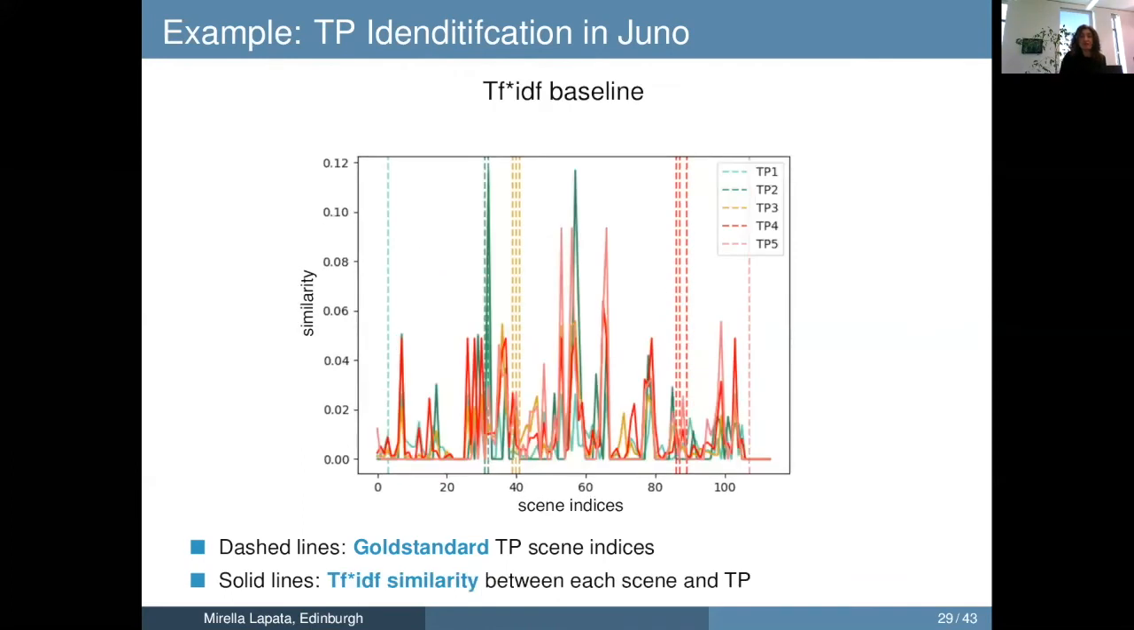Let's look at TF-IDF. TF-IDF is all over the place. Basically, it cannot discriminate the scenes between them. And this also shows how difficult the problem would be if you were to handle it from an information retrieval perspective. You basically cannot find the relevant scenes.